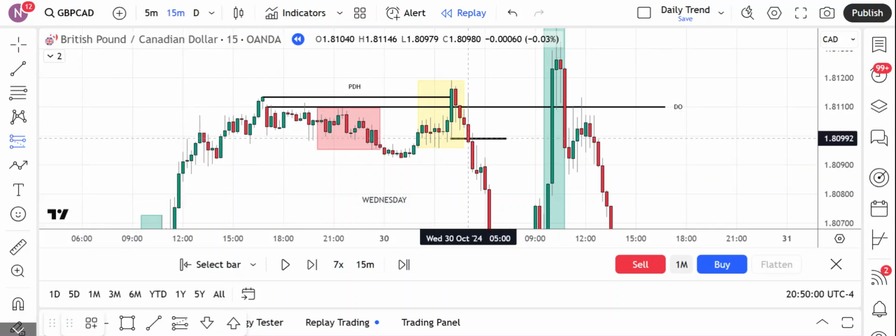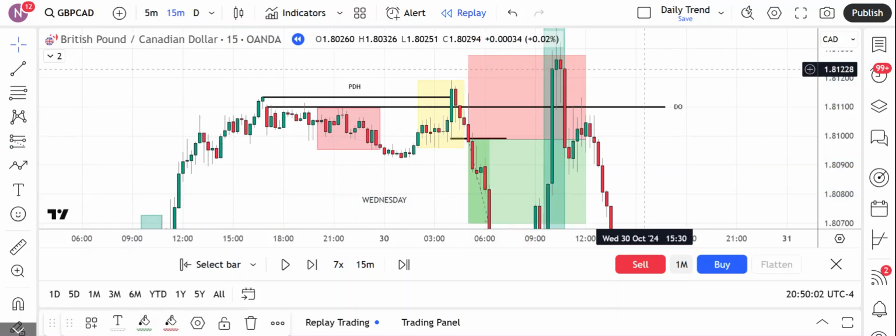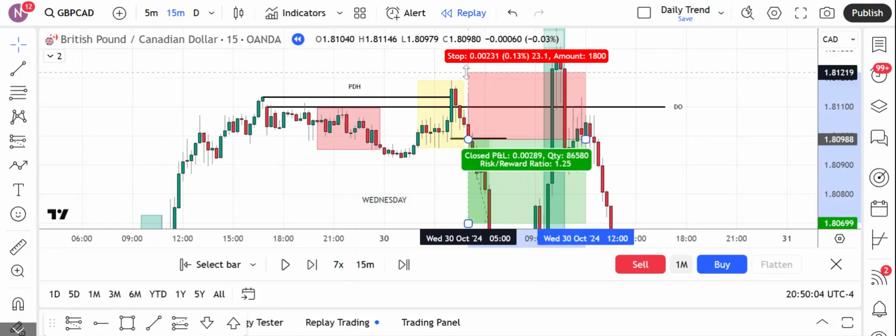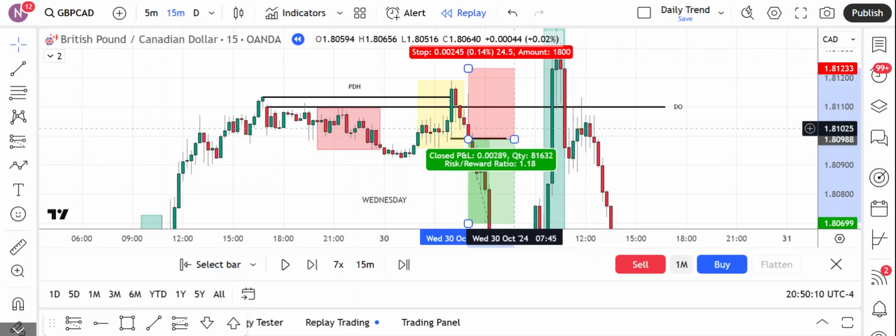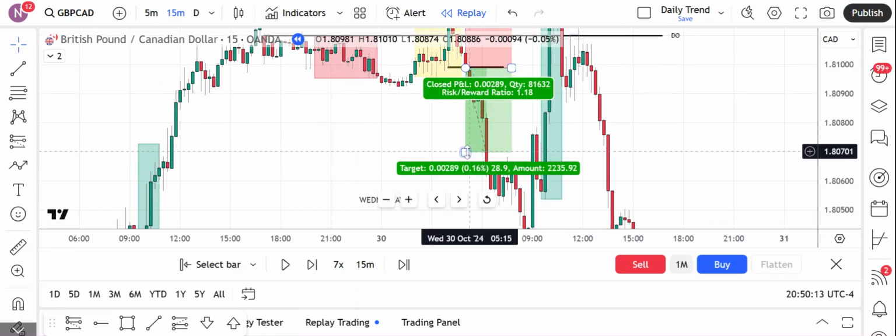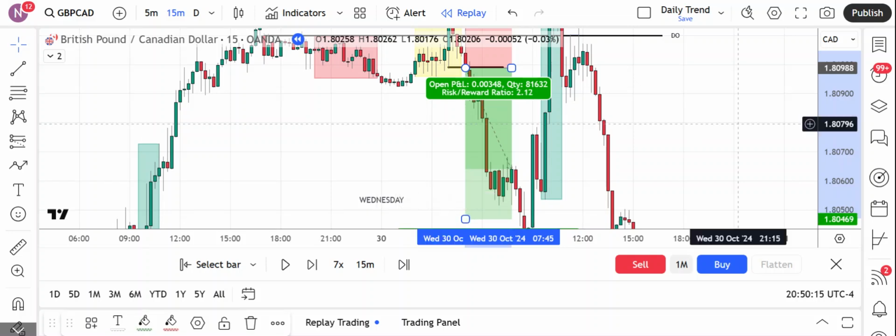One in London here. Stop loss would have been above the high of the day, so that's about 23 pips. Let's say a 25 pip stop loss. So obviously you tried to aim for 50. That did pay out, no problem.